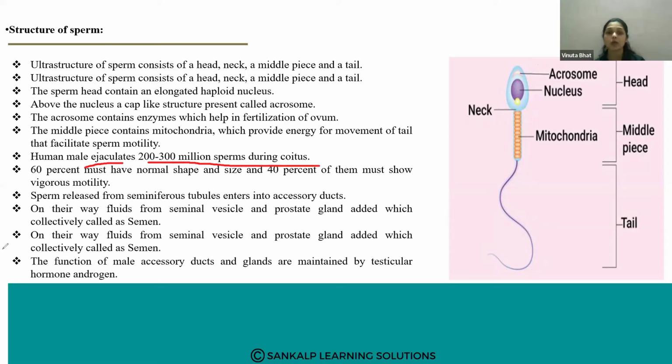The human male ejaculates 200 to 300 million sperms during coitus. Just imagine, 200 to 300 million during coitus, and 60% must have normal shape and size, and 40% of them must show vigorous motility.